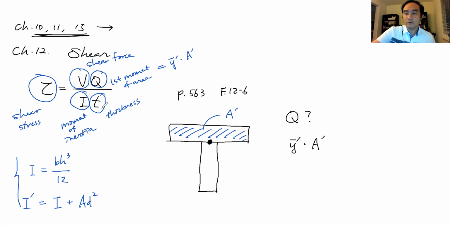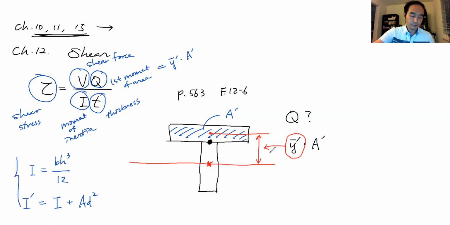First of all, we have to find the centroid of this T-shaped section. Let's say we calculate the neutral axis, the location of the centroid, and that's here. So this point is going to be the centroid of the entire T-shaped section. We can also find the centroid of this A prime, the shaded area above the point where we are estimating the shear stress. This y bar prime is the distance between these 2 points.